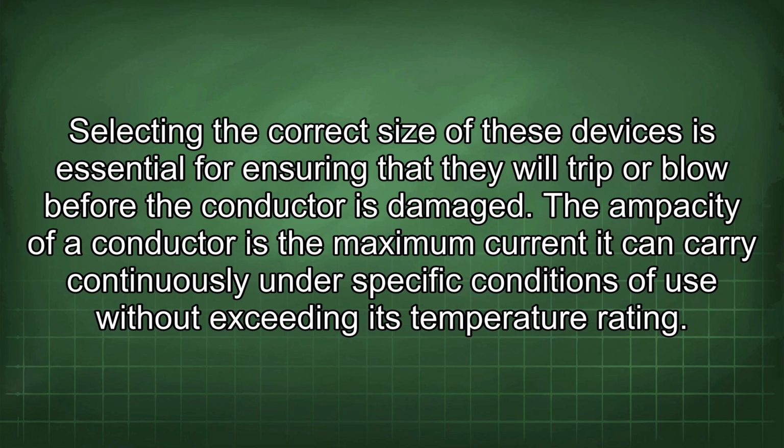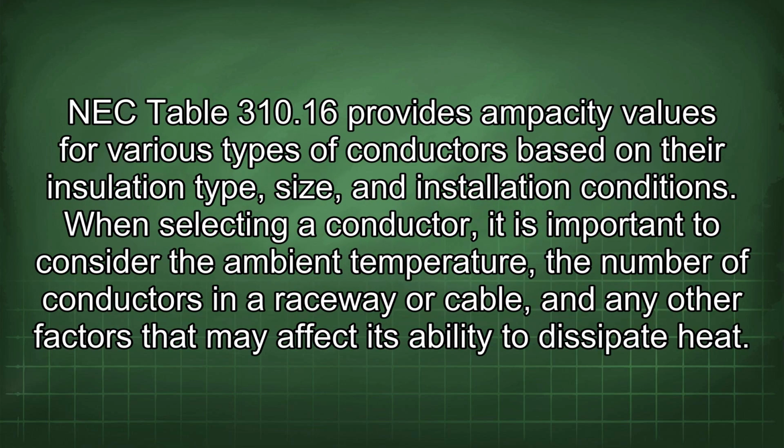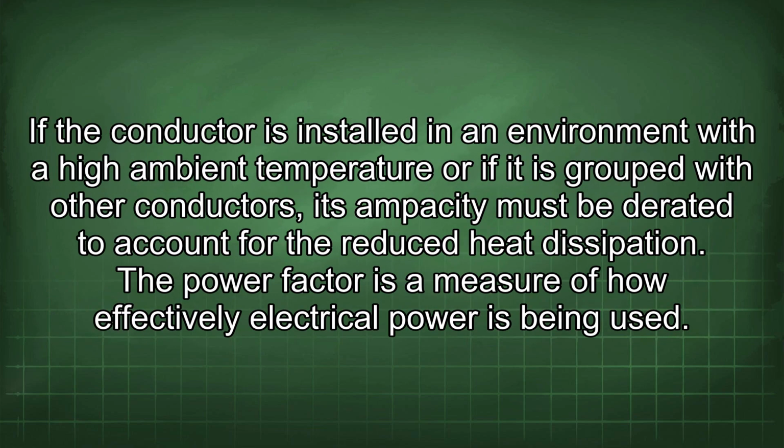The ampacity of a conductor is the maximum current it can carry continuously under specific conditions of use without exceeding its temperature rating. NEC table 310.16 provides ampacity values for various types of conductors based on their insulation type, size, and insulation conditions. When selecting a conductor, it is important to consider the ambient temperature, the number of conductors in a raceway or cable, and any other factors that may affect its ability to dissipate heat. If the conductor is installed in an environment with a high ambient temperature, or if it is grouped with other conductors, its ampacity must be derated to account for the reduced heat dissipation.